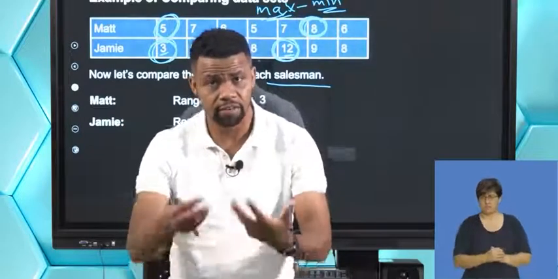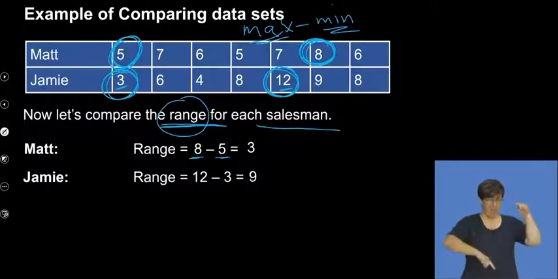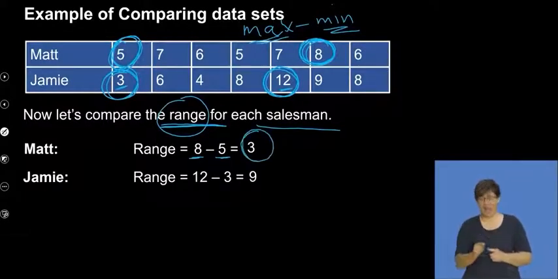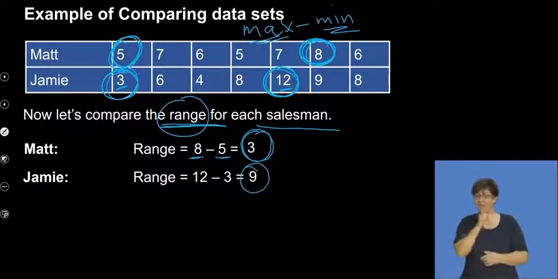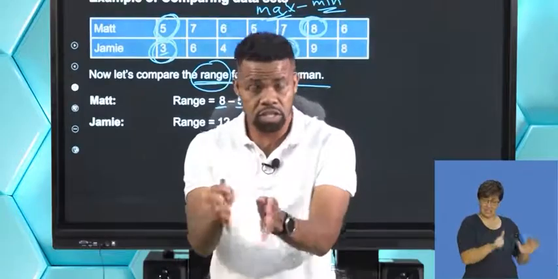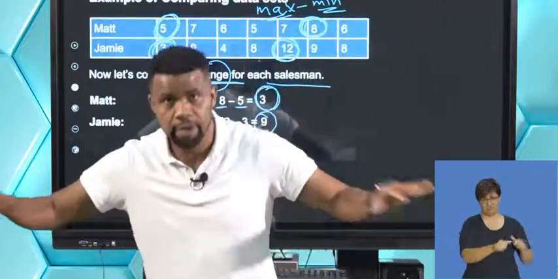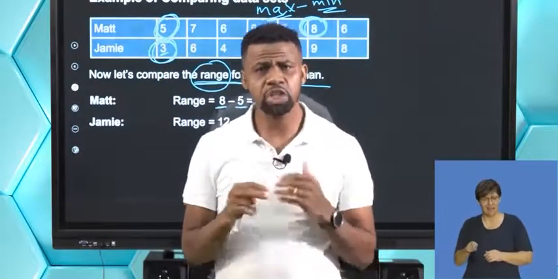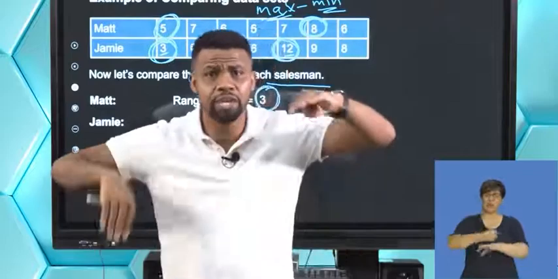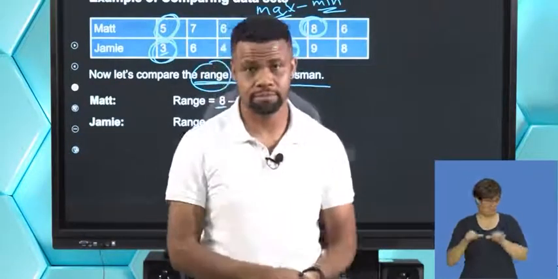Jamie, 9. What can we deduce just looking at that? What can we analyze and arrive at? Matt has the smallest range, Jamie the highest. This tells us that Matt is more consistent. He will sell those 6 cars per day. If he says he'll sell 5, he will sell 5. Consistency. And Jamie is not consistent, there's a huge deviation per day in how many cars he sells.